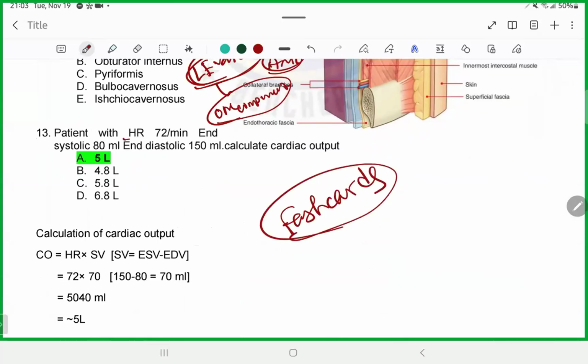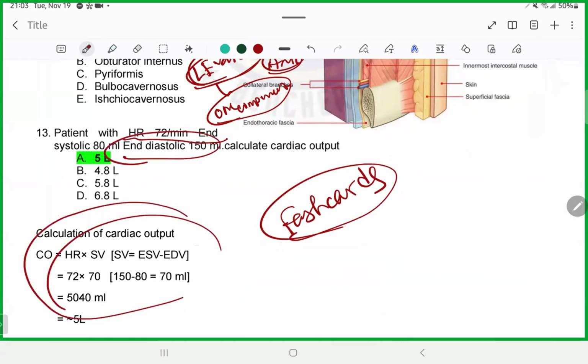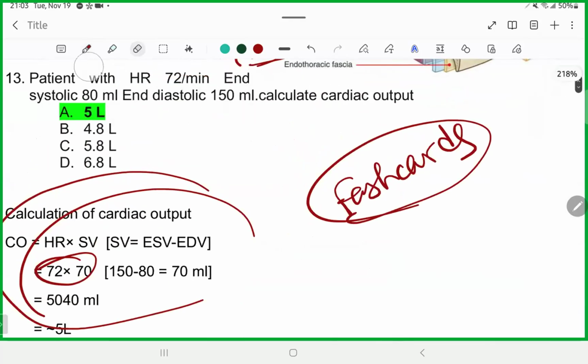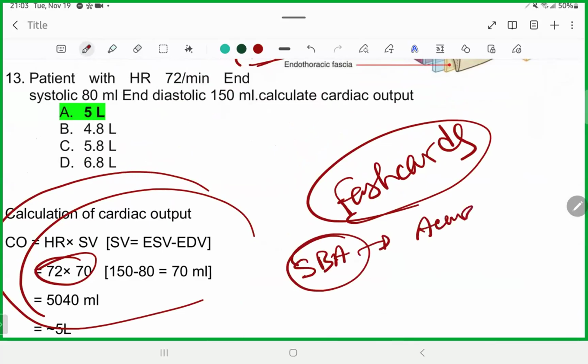Patient with heart rate 72. See, this is nothing to explain. This is just calculation of cardiac output, just heart rate into stroke volume. And what did I say? I forgot to mention one thing. This is a single best answer. So you will not get an accurate answer.